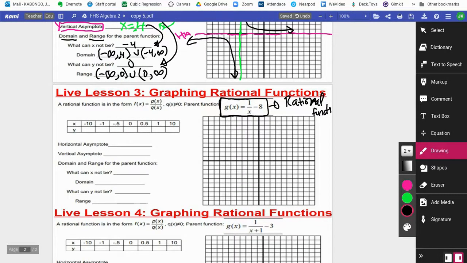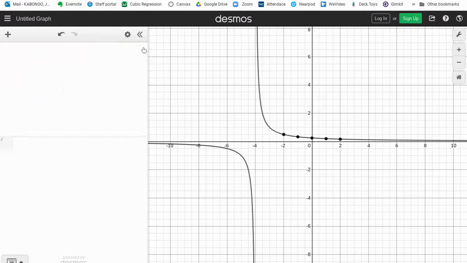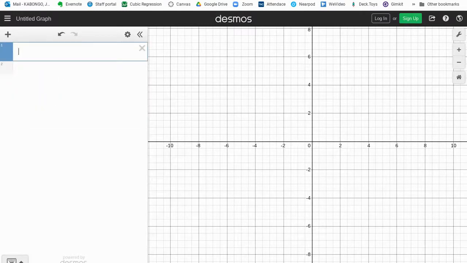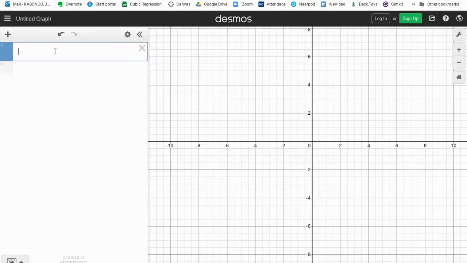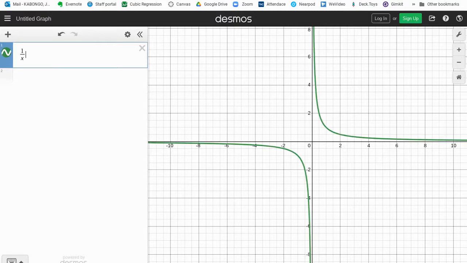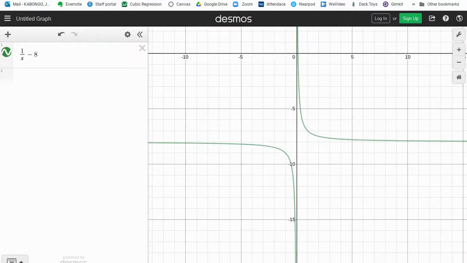We're going to Desmos. Let's go to Desmos. On Desmos, looks like I already have stuff. You just click X, it goes away. All right, what was my equation again? You go over here, it's 1 over x minus 8. Perfect. 1 divided by x on this side minus 8.